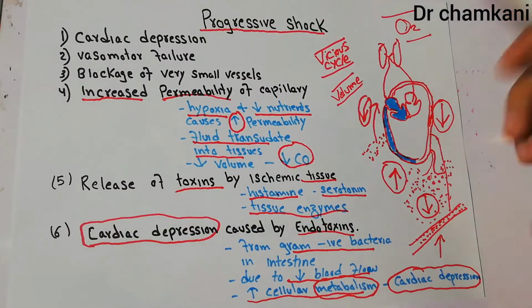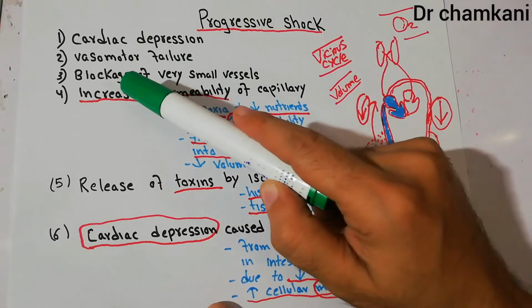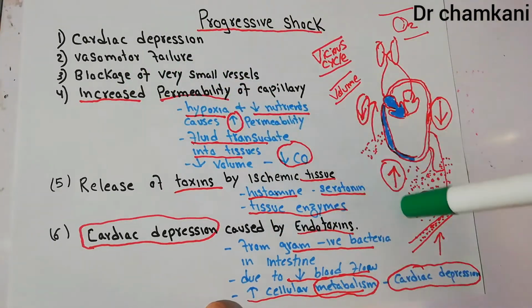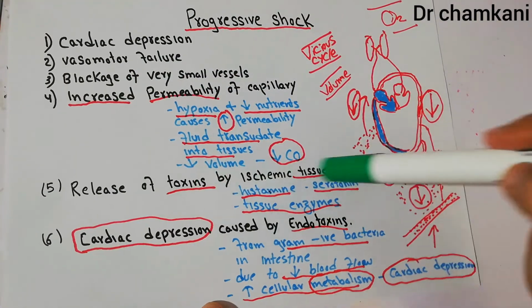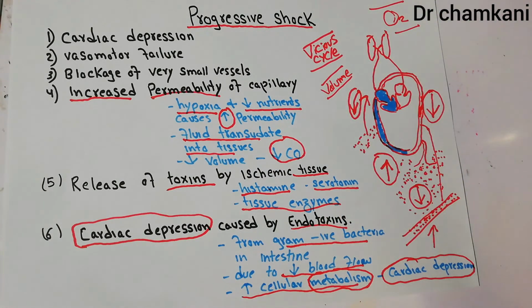Now, the other factors which contribute to progressive shock include the failure of the vasomotor center, the blockage of the small vessels, increased permeability of the capillary vessels, release of toxins by the ischemic tissue, and finally, release of endotoxin from the gram-negative bacteria in the intestine.